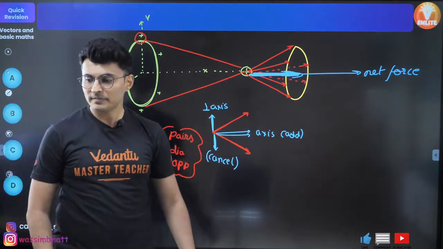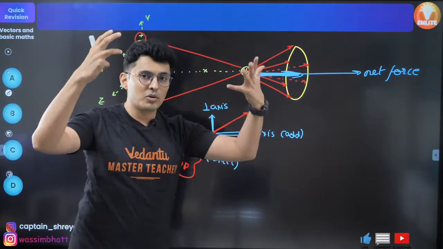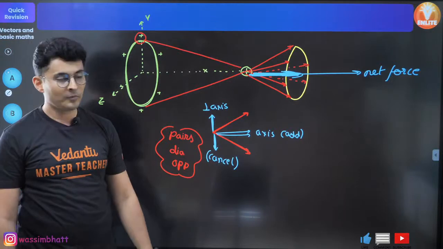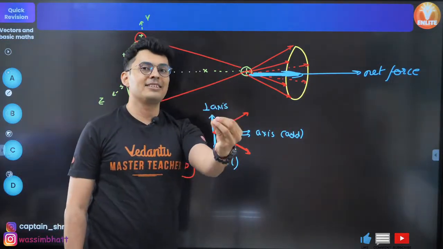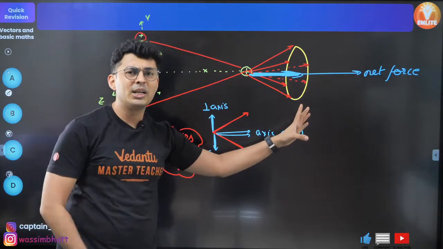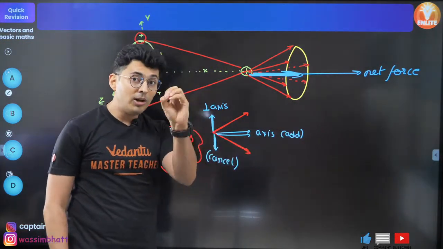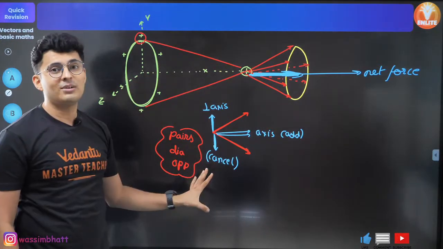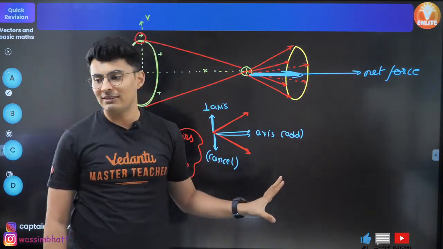Understood, guys? Is that clear? So this is how you have to develop the visualization, and create the understanding. The formula I am not worried about, that you will do. I have already taught it, it is there in the playlist. The problem is understanding which component will cancel and which component will add. That's all.